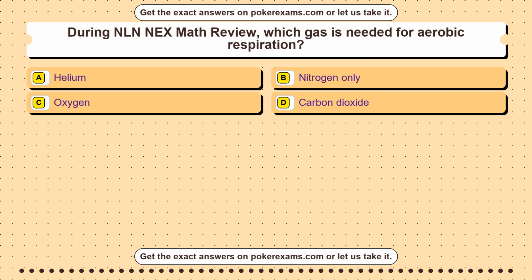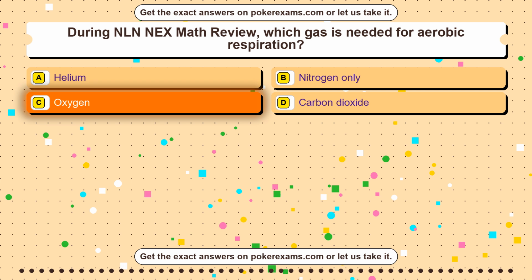Question 11. During NLN NEX Math review, which gas is needed for aerobic respiration? Option A helium. Option B nitrogen only. Option C oxygen. Option D carbon dioxide. The correct answer is option C.